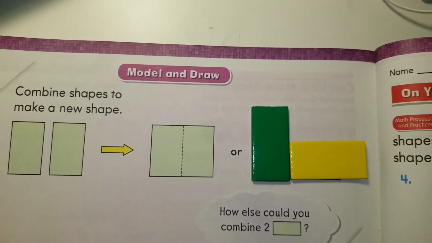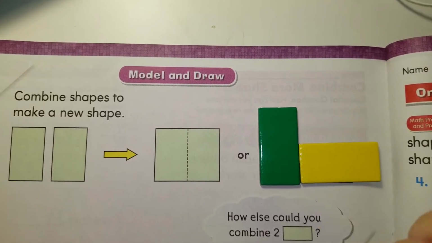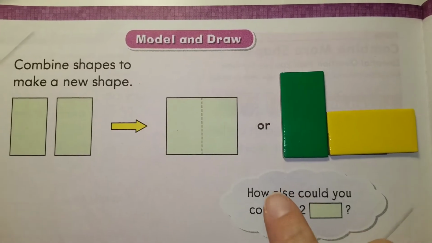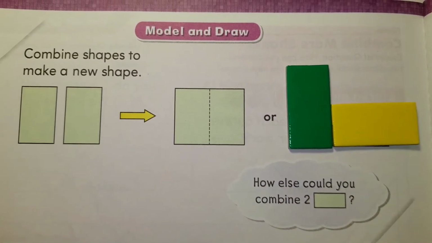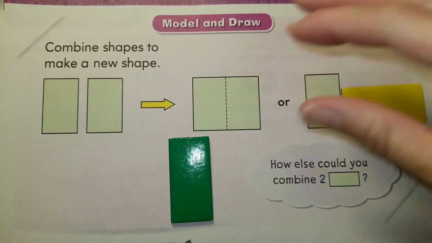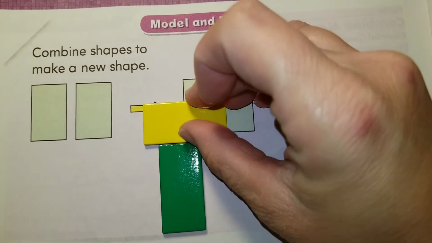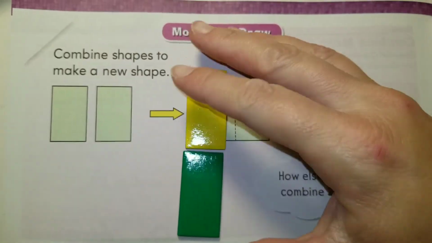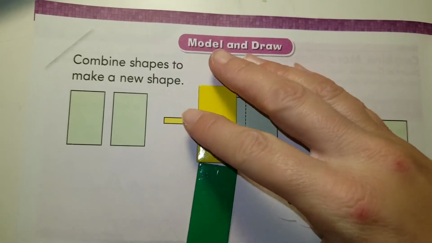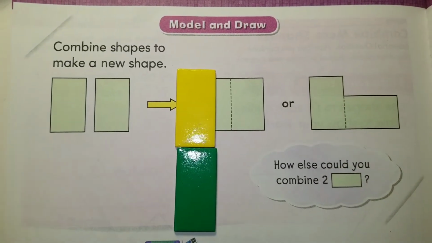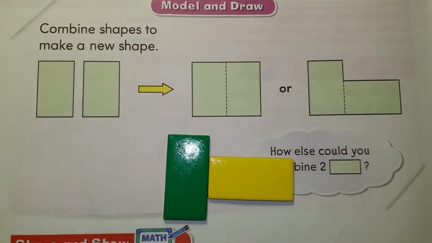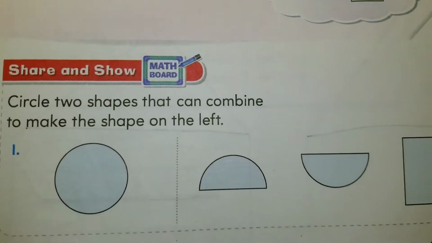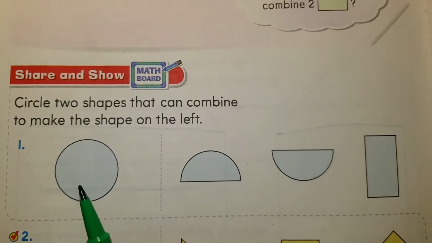What is another way that we can combine these rectangles is right here. Another way, it's by putting one vertically and the other one horizontally. It says, how else could you combine 2 rectangles? Well, there are other ways, right? Using 2 rectangles, you can even do this, or you can do this. You can play around with the rectangles and do so many different things. Alright, so we're gonna put these two aside, and let's take a look at number 1.